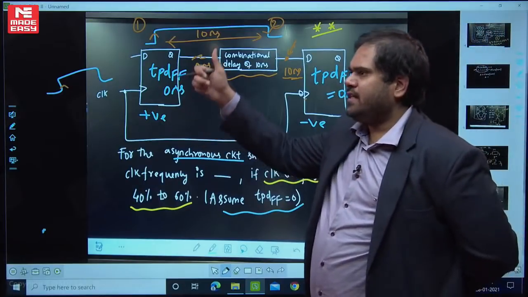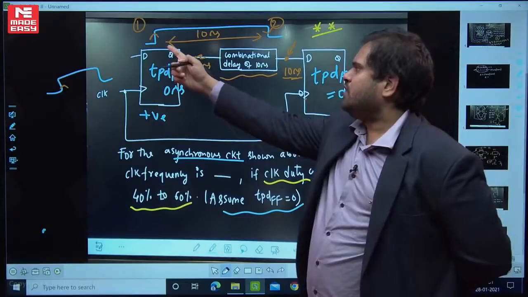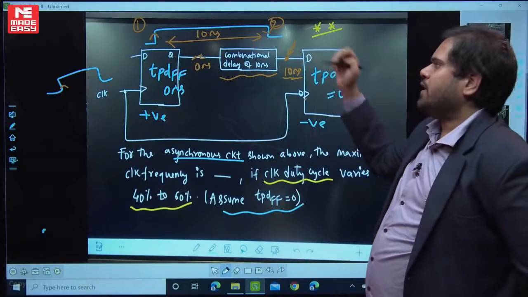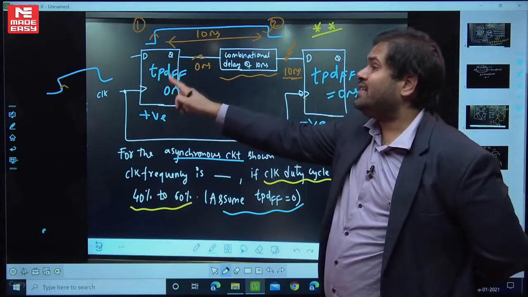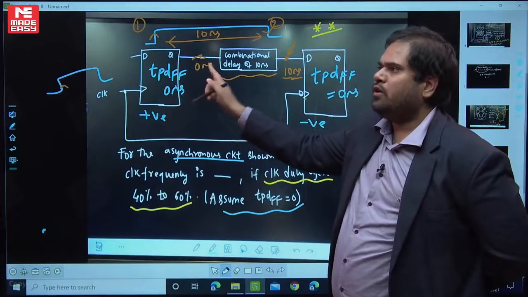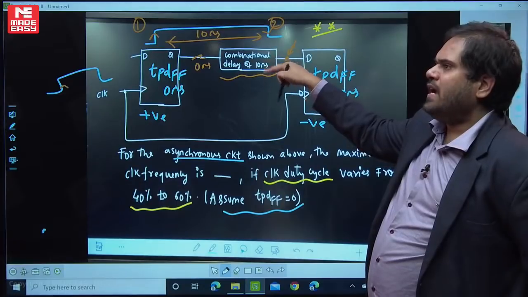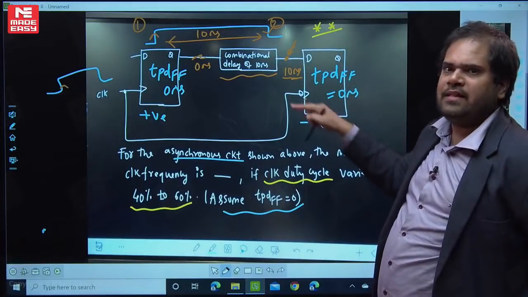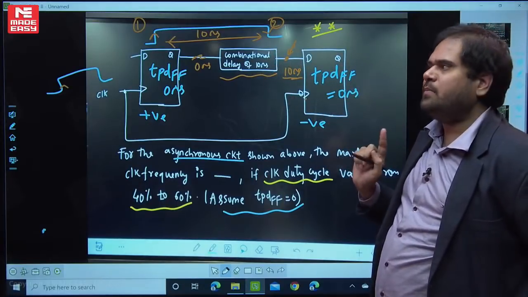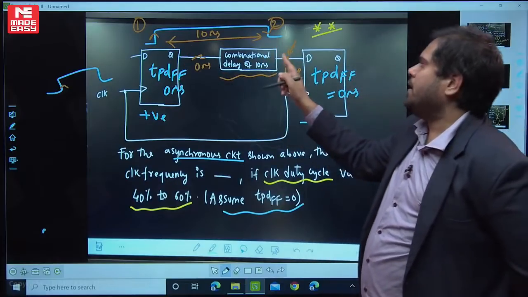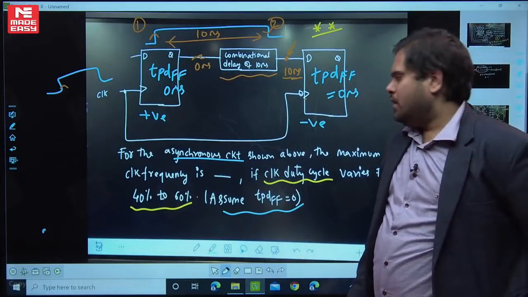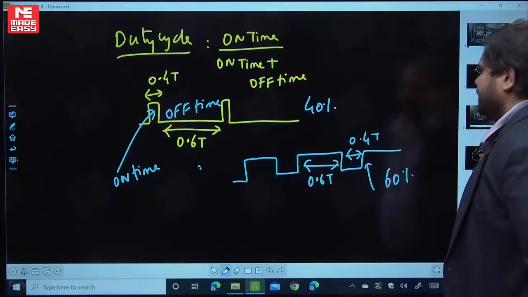So first, see, this is asynchronous. Why is it asynchronous? The first flip flop is working here, the second flip flop is working here. Once this gives the output, then the disturbance is created here, so this will work. Once this is complete, only then can we start this. This means the distance between these two should be exactly 10 nanoseconds. Now let's go back to our case.